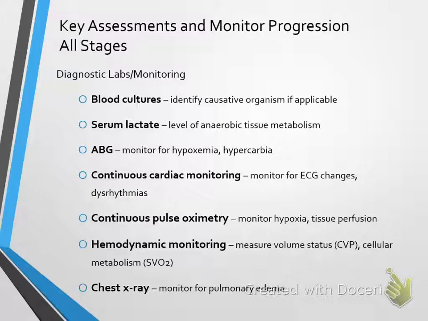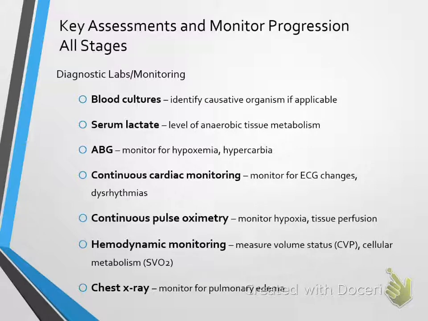ABG, we'll read those to look at our respiratory system and whether our oxygenation is adequate or not. Continuous cardiac monitoring, we're looking for that. That was a question on the test. How do we know decreased perfusion? One of the signs and symptoms of decreased perfusion. All the rest of them were great perfusion, and the only other one was dysrhythmias, because once the heart stops perfusing with oxygen very well, then things start getting irritable in the heart. So EKG changes, dysrhythmias are a sign that something is not going well with the heart.